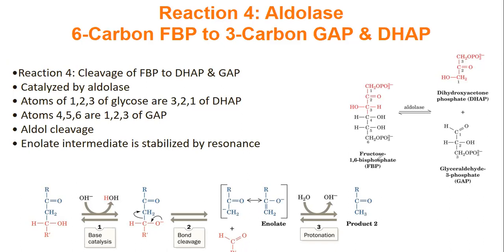If we look at our numbering of fructose 1,6-bisphosphate, 1-phosphate is number 1, then the carbonyl carbon is 2, all the way to 6. What was carbon 1 of our fructose bisphosphate is now carbon 1 of DHAP. And you can actually go further if you want to. So that should be glucose. If you go back and look at the numbering of glucose, atoms 1, 2, 3 of glucose are atoms 3, 2, 1 of DHAP. Atoms 4, 5, 6 of glucose are atoms 1, 2, 3 of GAP.